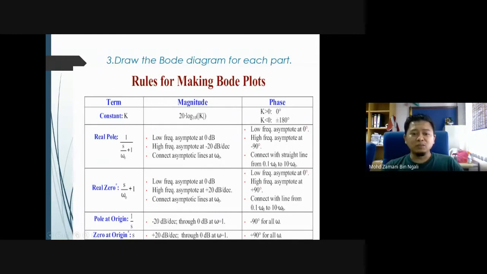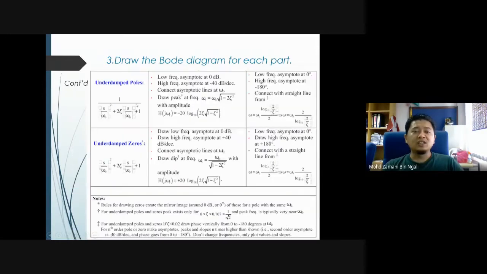Okay, there are rules for real poles, real zeros, poles at the origin, zeros at the origin, and underdamped poles. So this one is s squared. And also underdamped zeros. So this one is at the top, and poles are at the bottom of the transfer function. So these are all the rules.